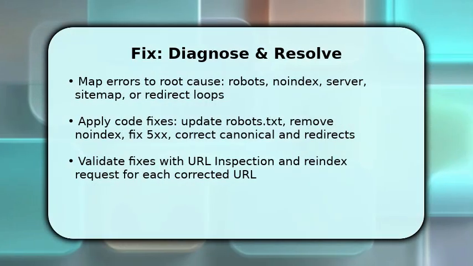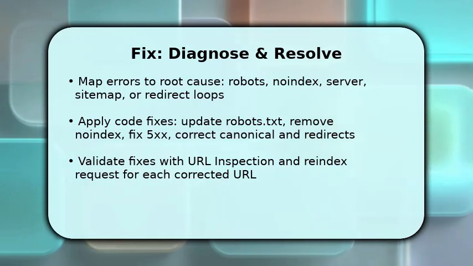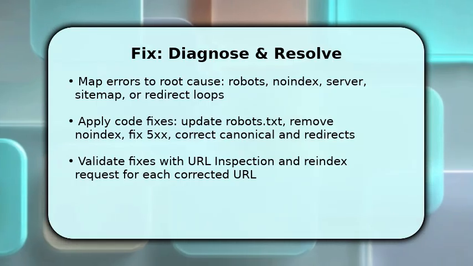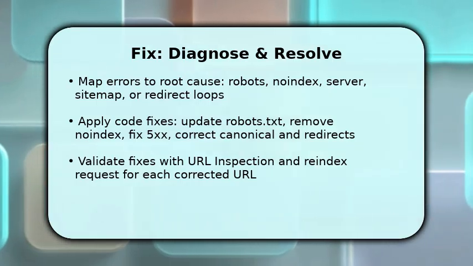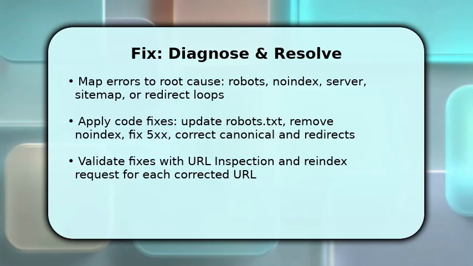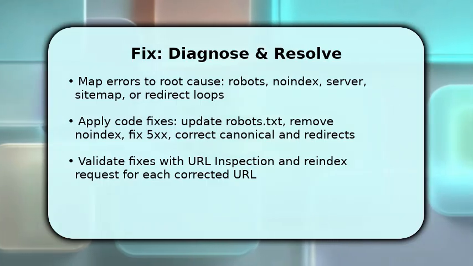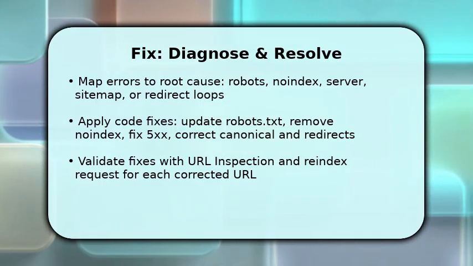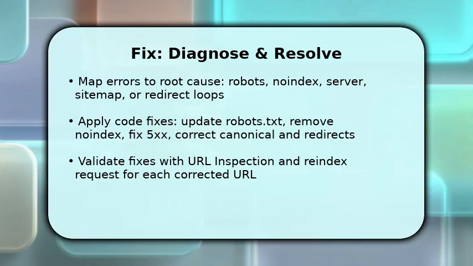You now diagnose each grouped error, check robots.txt and meta directives, confirm sitemap entries, and test server responses. For server 5xx issues, reproduce the error and work with hosting to resolve timeouts or resource limits. For redirect and canonical problems, correct chains and align canonical with preferred URL.